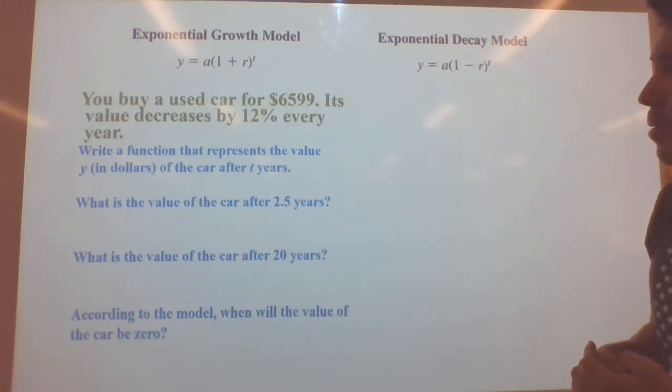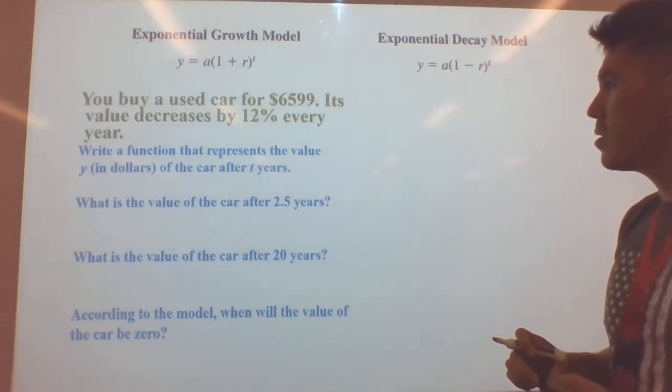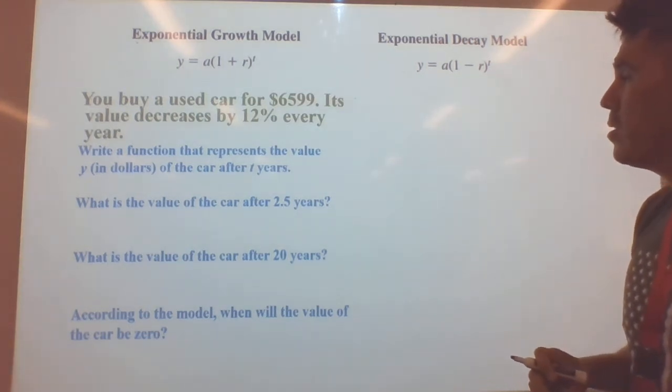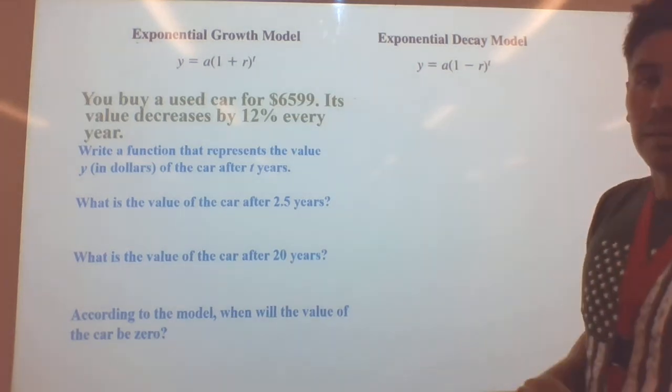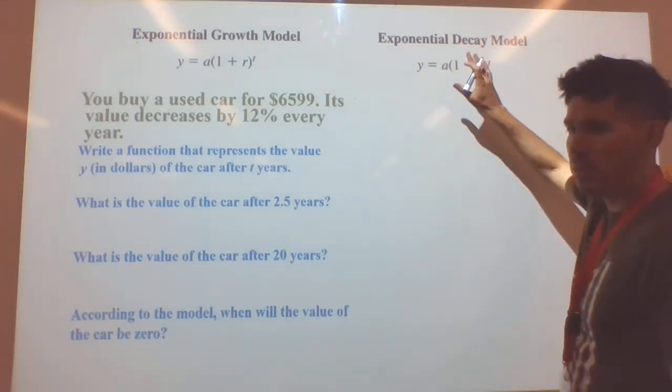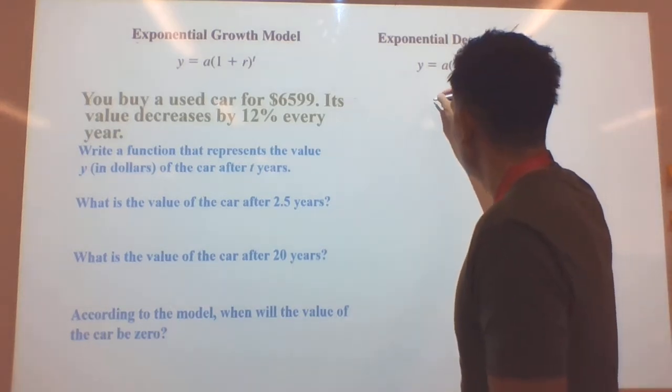We have a different scenario here. You buy a used car for $6,599. Its value decreased by 12% every year. So again, decreased, magic word there. So it's going to be decay. So we're going to use this one.